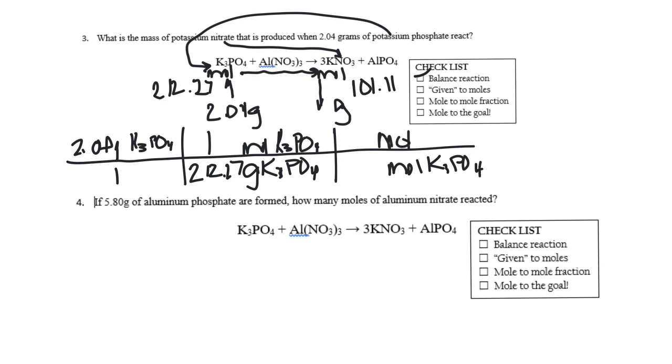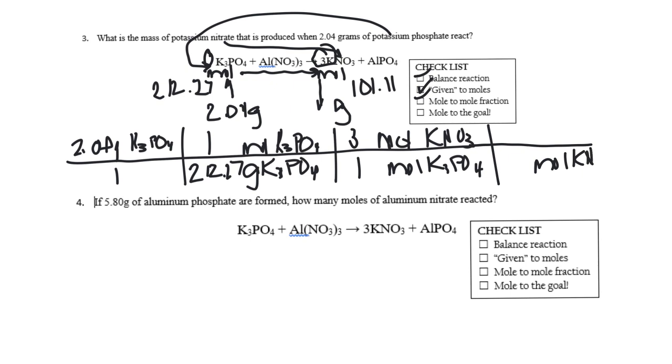Now I'm ready to cross the bridge. So moles of KNO3 come to the top. Now, because we're going from mole to mole, I look in my balanced equation, and the numbers that are next to my substances, my coefficients, are what I bring down. So there's a 3 next to KNO3, a 3 goes there, a 1 next to K3PO4, a 1 goes there. So now on my checklist, I did grams to moles, and I've just done my mole to mole fraction. 1 more step.